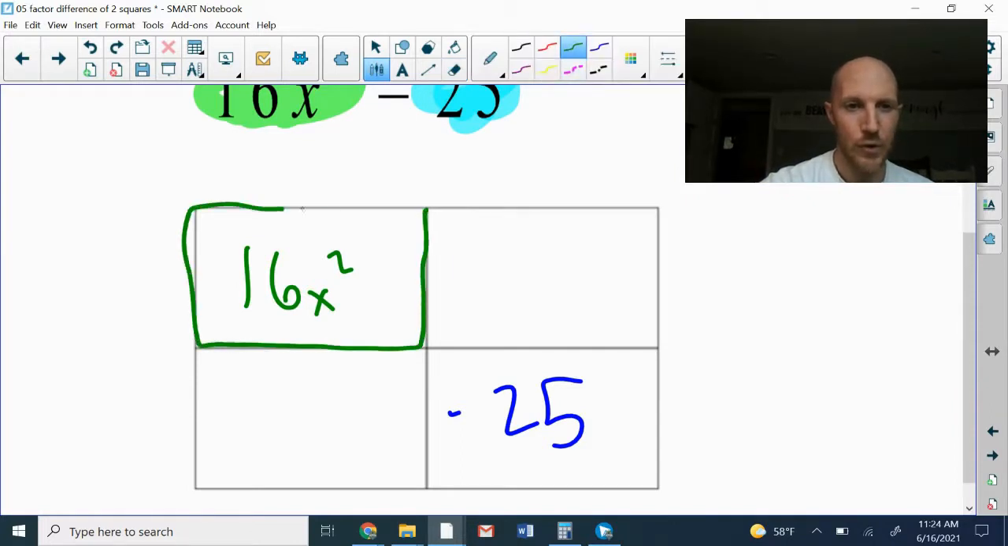If this is a perfect square, what are the sides that I could multiply, the length and the width, to get that area of 16x squared, where both the length has to be the same as the width? So it has to be 4x and 4x for both.